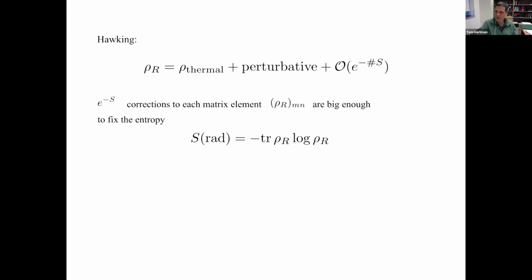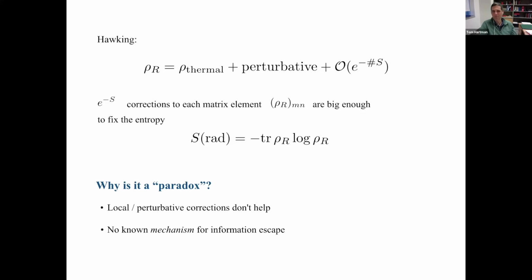Because when you calculate the entropy, it's a trace of rho log rho. That trace is a sum over e to the S states. If you have a tiny correction of size e to the minus S, but you sum it over e to the S states, it could become something large. And so there isn't actually a contradiction between unitarity and Hawking's calculation.